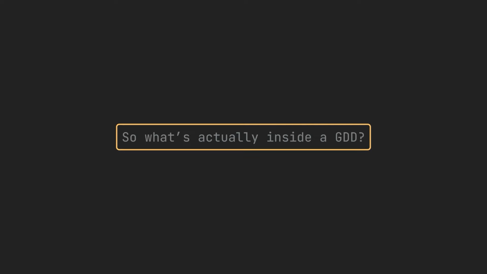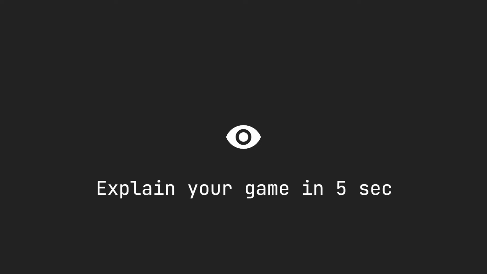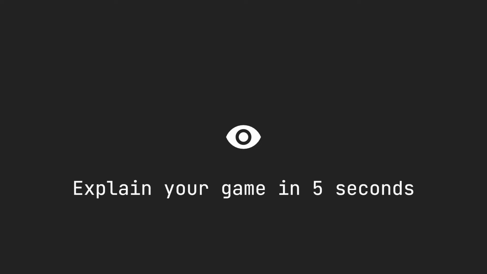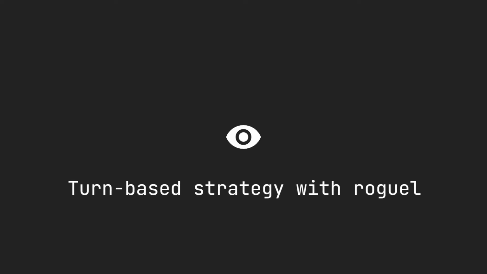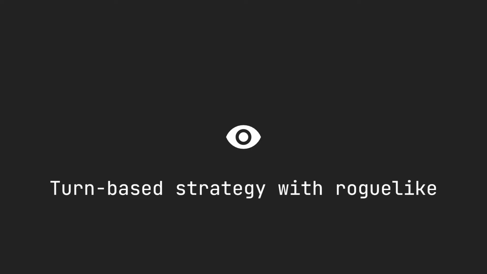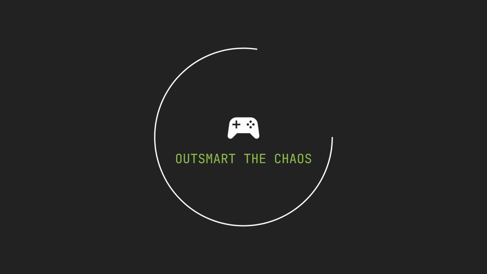So the first thing I would write down is kind of a vision statement. And if you don't know what that is, you've got 5 seconds to explain your game. What do you say? Do you say it's a turn-based strategy game with roguelike elements and that focuses on positioning? I don't think so. And if you said, "this is a game about outsmarting chaos," boom, that's the direction. You can build everything around that.